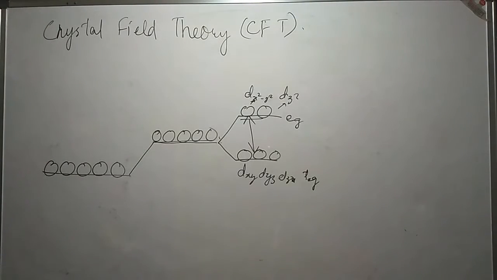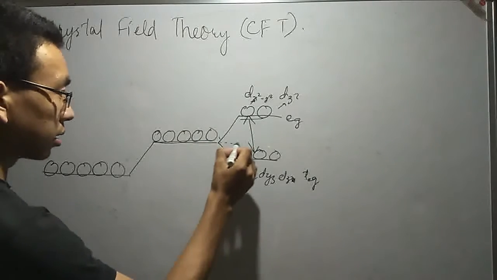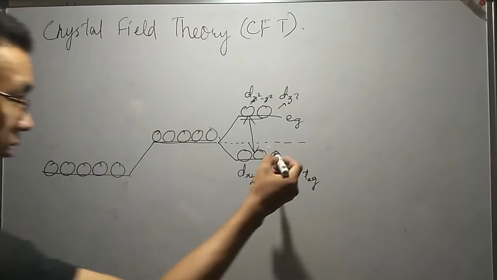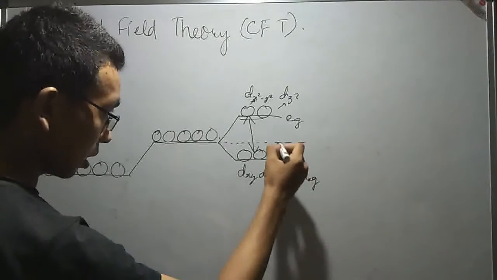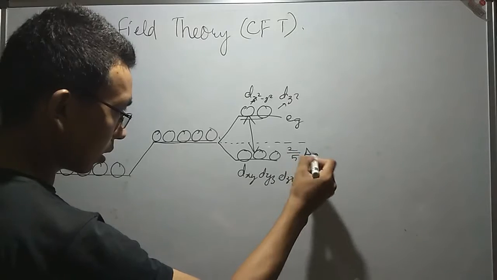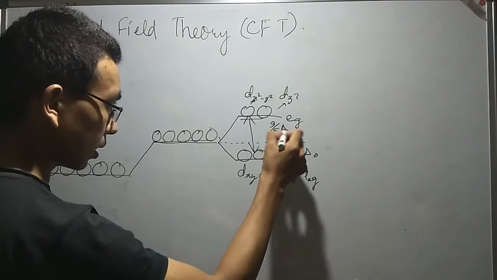Now, let us study the energy gap. This is just in general, and I have considered the octahedral complex. For an octahedral complex, the energy gap will be of value 2 by 5 delta O, and this one will be 3 by 5 delta O.